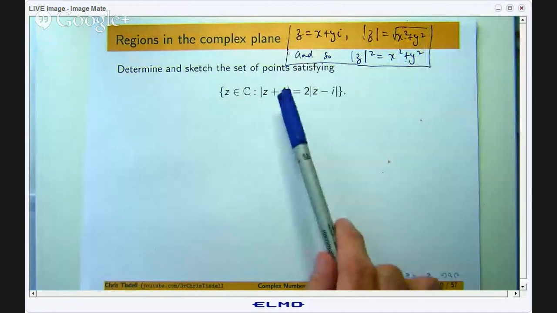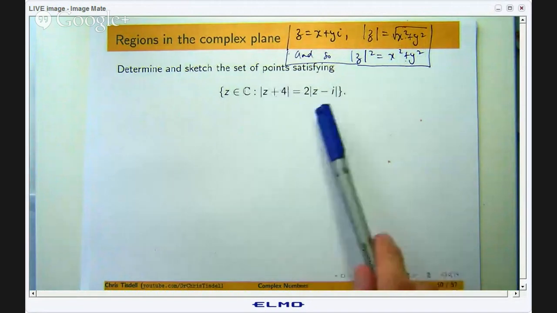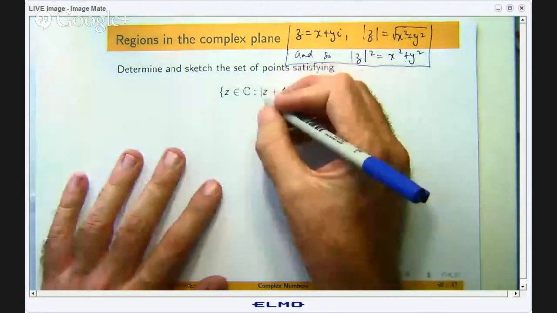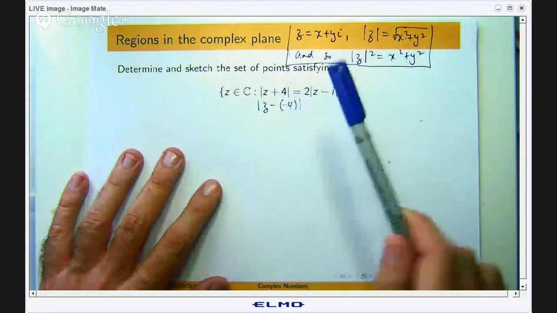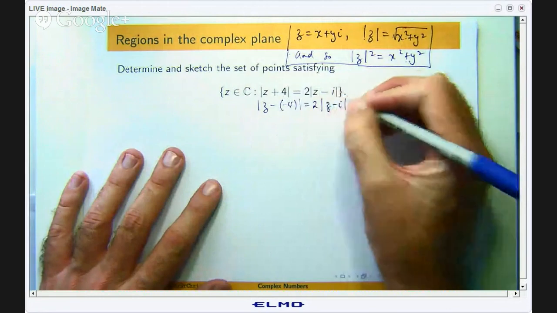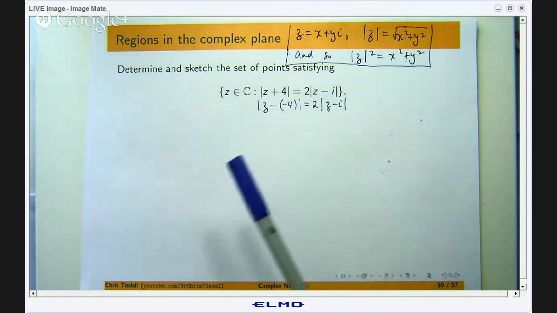We'll use all of those in a minute. We want to get the set of points Z that satisfy this equality. So what does this actually mean? Well, we want the set of points whose distance to negative 4, because basically it's Z minus negative 4, is twice the distance to i. So the set of points whose distance to negative 4 is twice the distance to i. Let's write this out and see if we can do it. We're just going to do it algebraically.